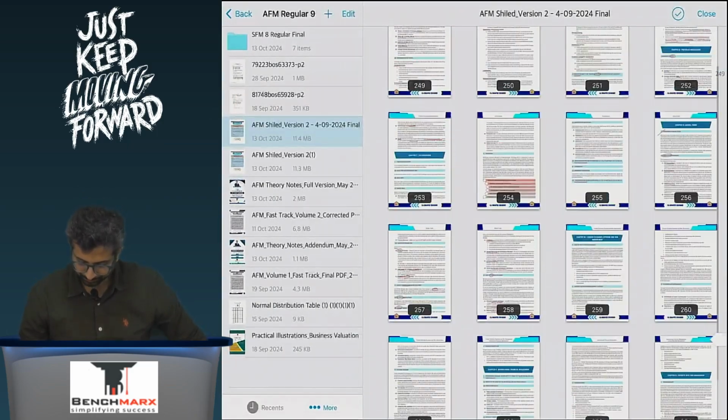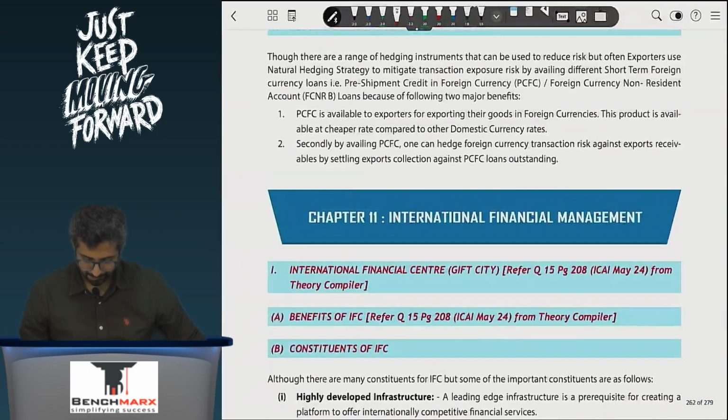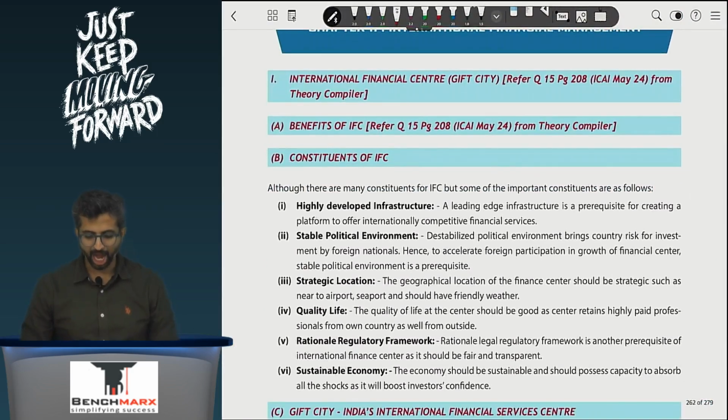So you have this IFC, International Financial Center, Gift City. Nowadays we hear quite a lot about it. Have you guys been to the Gift City? No? It is quite good. You'll feel it is outside India, built on absolutely international standards.